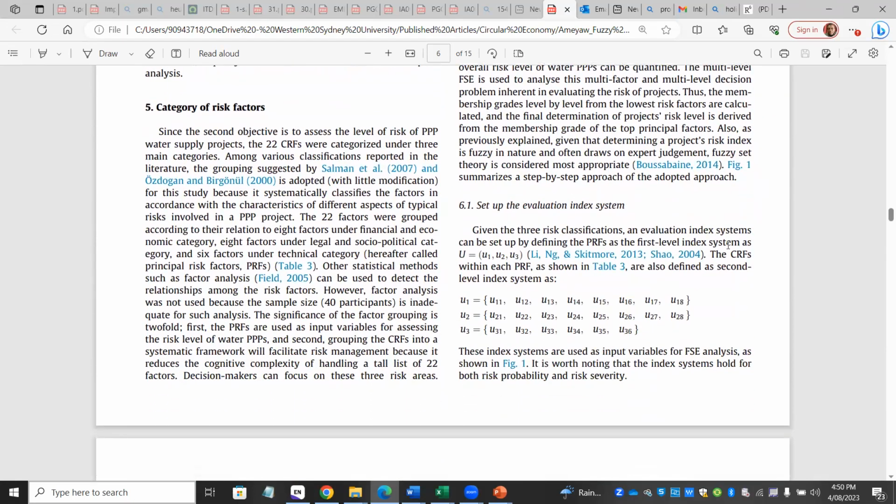Okay, and evaluation index systems can be set by defining the principal risk factors. The PRFCA means the principal risk factors as the first level index system. The critical risk factors are the individual risk factors. So, get a difference.